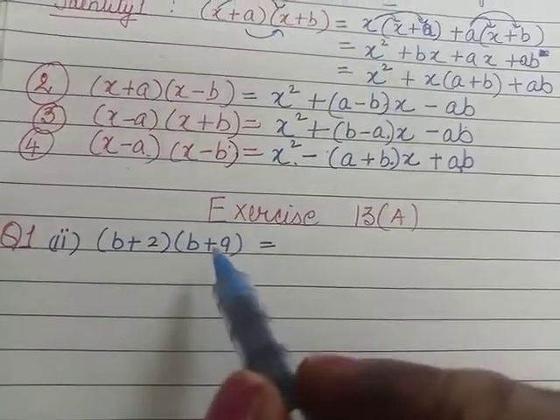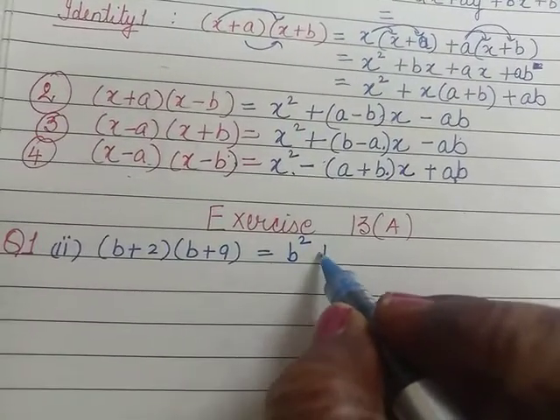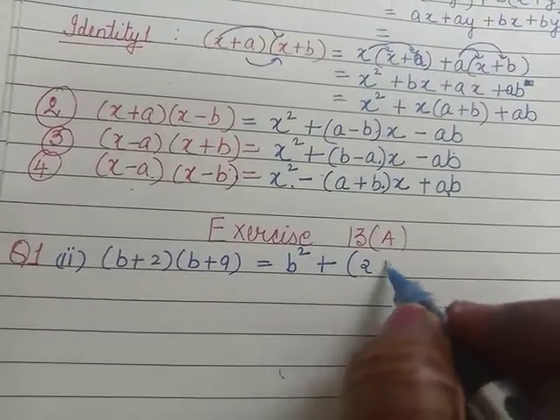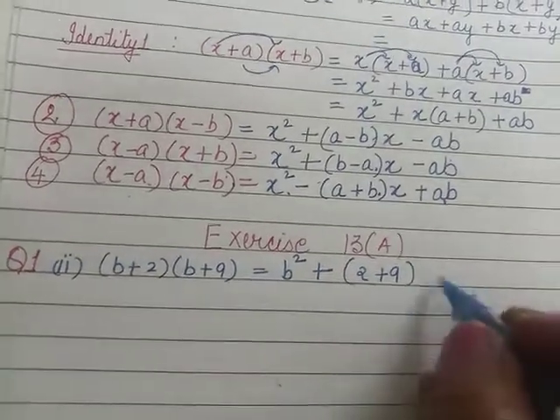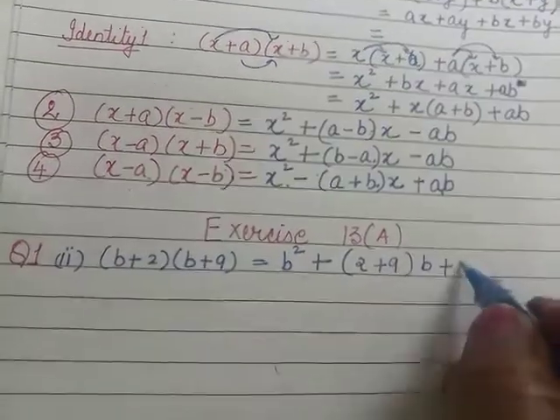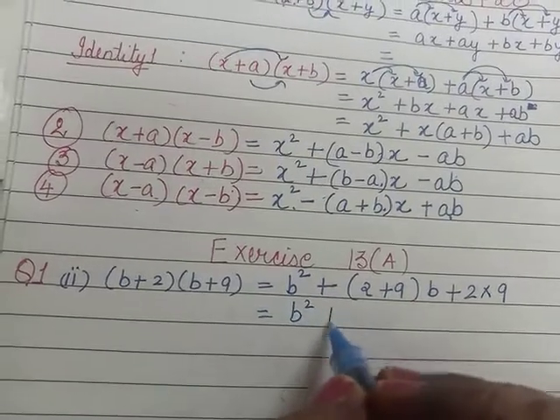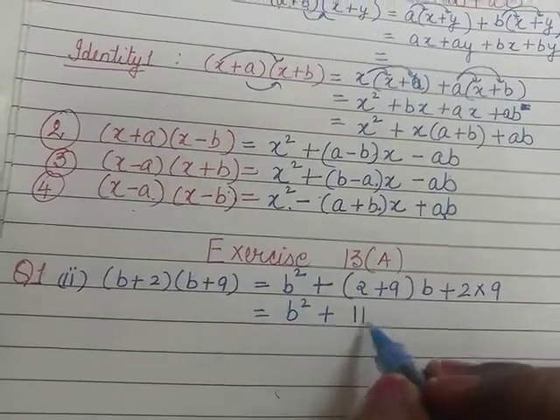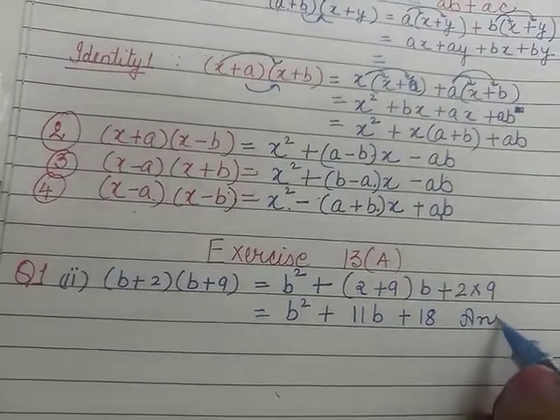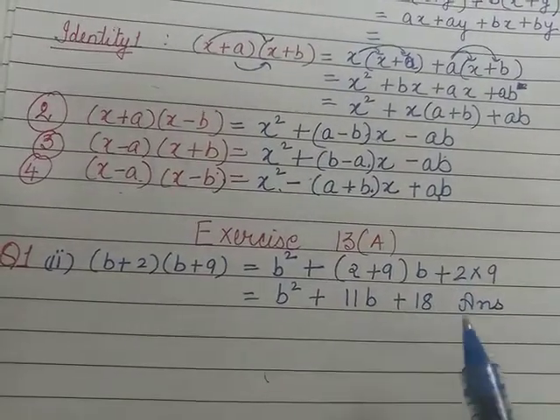The square of the first term, that is becoming b square. Then as both are positive, it is going to be positive. This is 2 and this is 9. So we are going to write 2 plus 9 into b. Again both are positive, so plus sign, 2 into 9. So what does the answer line become? B square, 9 plus 2 will give you 11b, 9 2s are 18. So this way you are going to write the answer. So we have applied the identity number 1 over here.